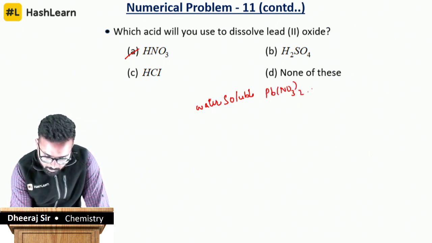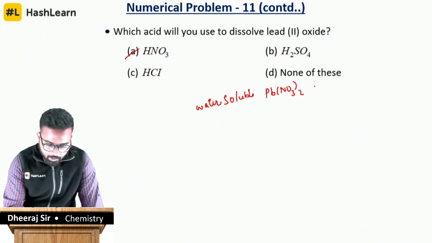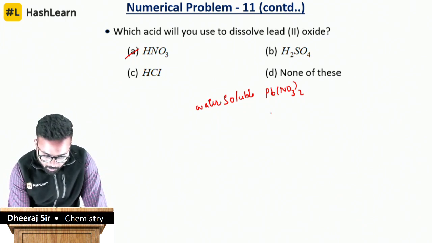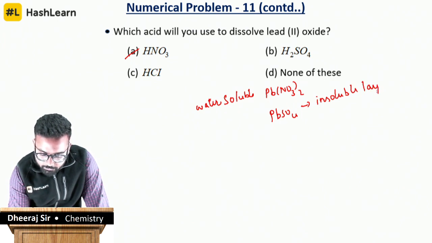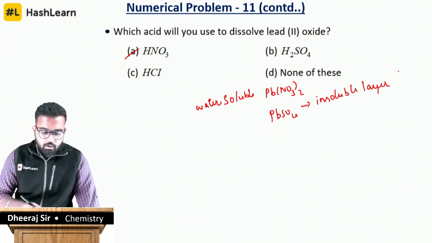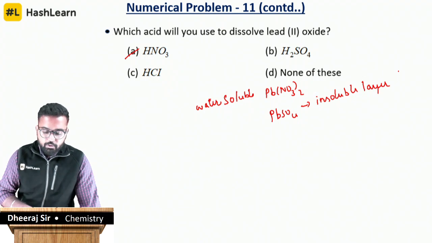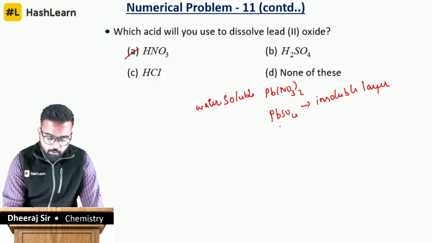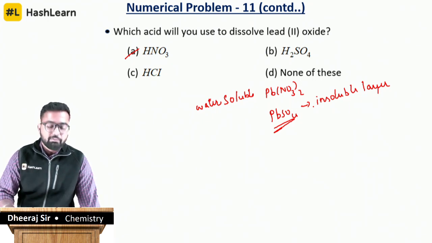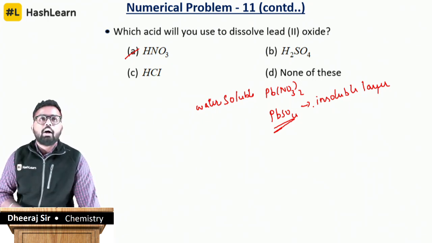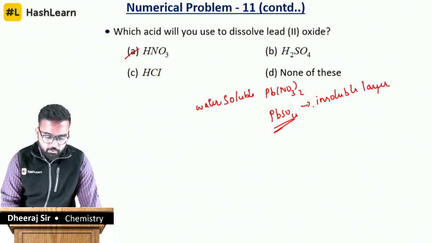Water soluble lead nitrate solution. If you take H2SO4, it forms lead sulfate. Lead sulfate forms an insoluble layer. What happens is, as you try to dissolve lead oxide in sulfuric acid, it forms an insoluble layer of PbSO4, and that insoluble layer formation prevents the further dissolution of lead oxide in sulfuric acid. So it cannot be sulfuric acid.